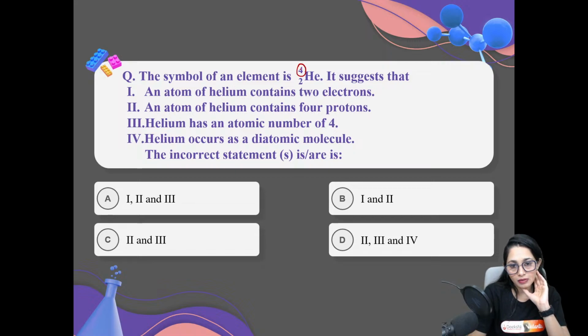This represents the mass number, right? Mass number means it is the number of protons plus the number of neutrons. It represents the atomic number. It means that the number of protons is mentioned here.